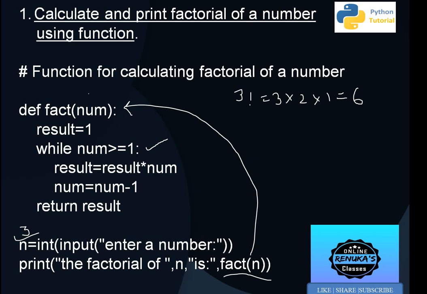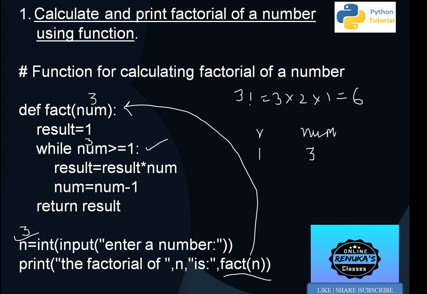So now 3 is in this variable. Now we are declaring one variable result, that is 1, while num is greater equal to 1. So 3 is greater equal to 1, that is true. So it will enter the loop and it will take result, that is 1, 1 into 3, that becomes 3. Initially result was having 1 and num was having 3.